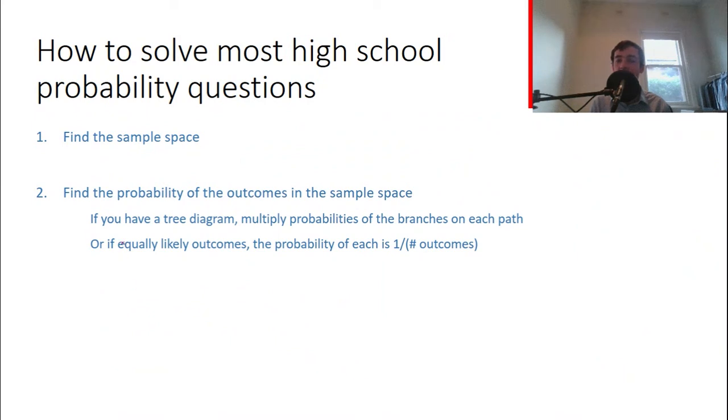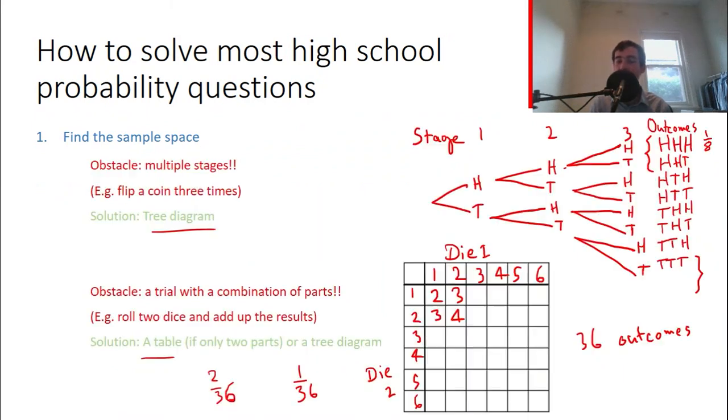Now, if you have a tree diagram, you can also multiply the probabilities of the branches on each path. Like, you can write the probabilities here and multiply this one by this one by this one. We'll leave that for now. We only have so much mental capacity. We don't have to do that now. We'll do that in a video later on.